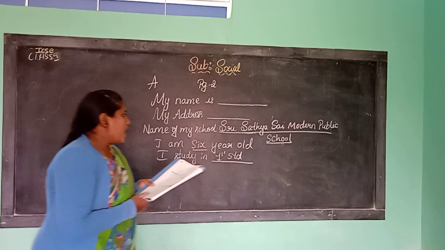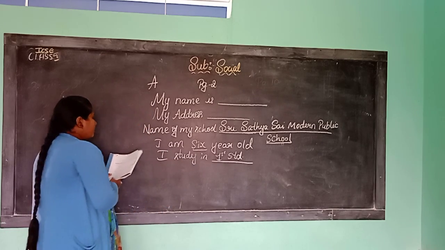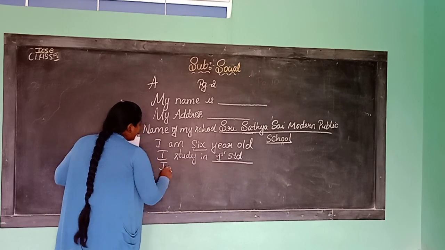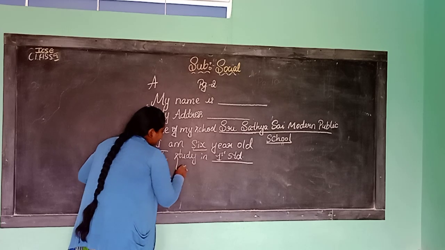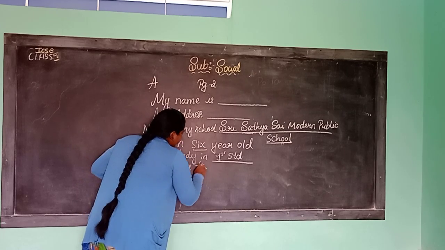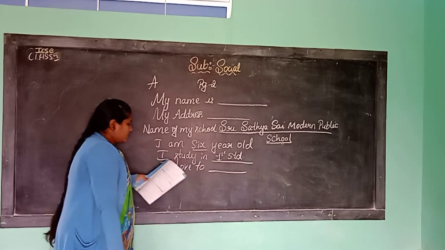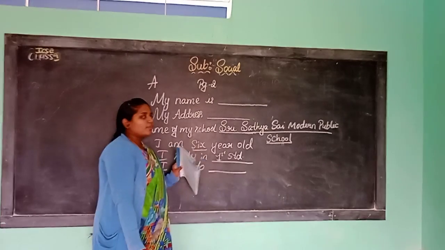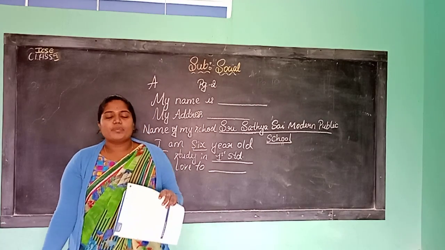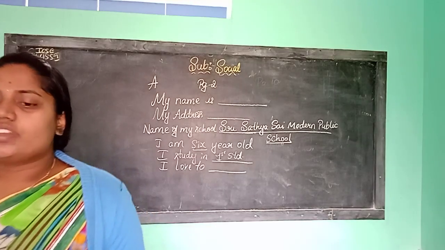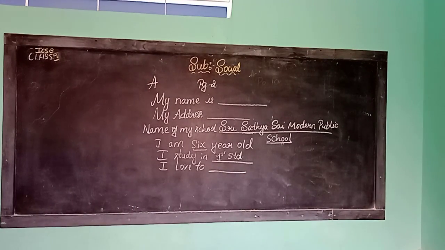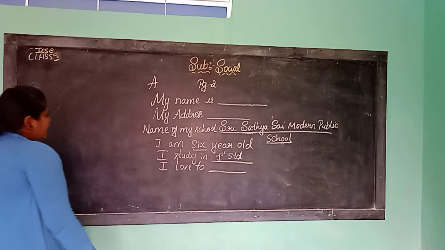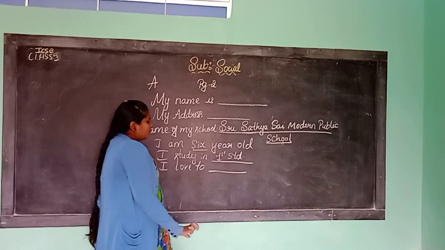Next is, I love to. Which game do you love to play? I love to dash. I like to play dash. In the sense that a boy likes to play cricket, Raju likes to play cricket.